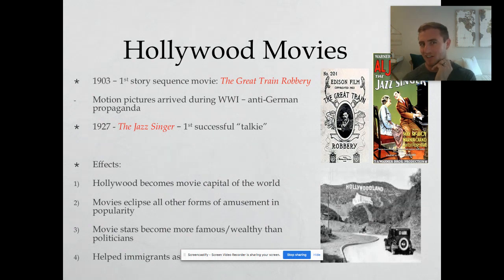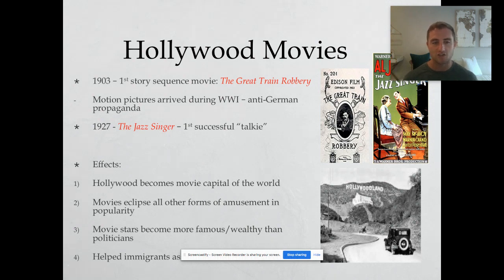Movies, especially at the end of the 1920s, become the most important form of amusement and entertainment in the country. Hollywood movies, the first sequence movie, The Great Train Robbery, is about 14 minutes in 1903. But movies really come into their own in World War I as an element of propaganda against the Germans, especially the Hang the Kaiser movies. And then our first sound movie was The Jazz Singer, our first successful, quote-unquote, talkie.